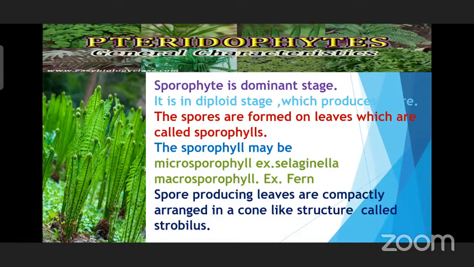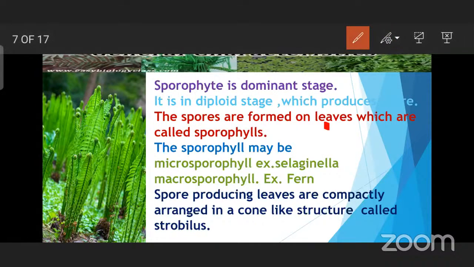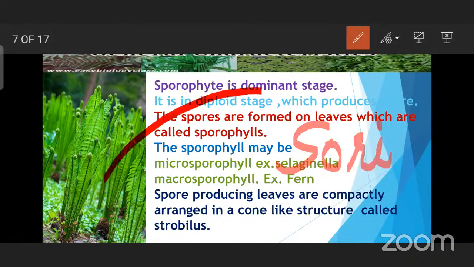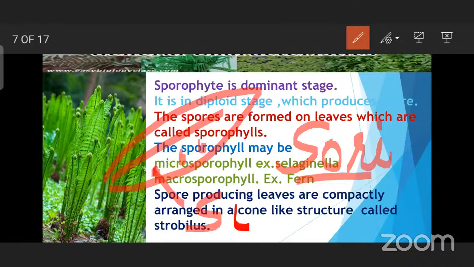So a sporophyll is nothing but the leaf only, and that is going to bear the sporangium, where spores are going to form. So it will be having the sori. The sporophyll will be having the sori. For example, on the under surface, the lower surface of the sporophyll, you can see the sori will be formed. Many sori will be formed, and singular it is called sorus.